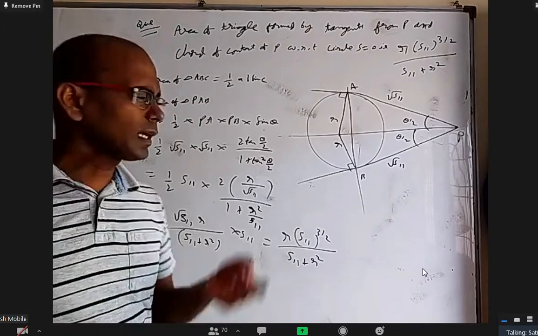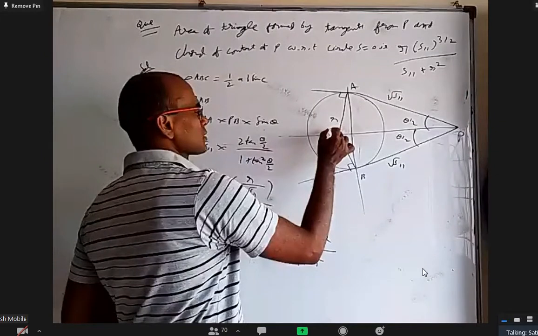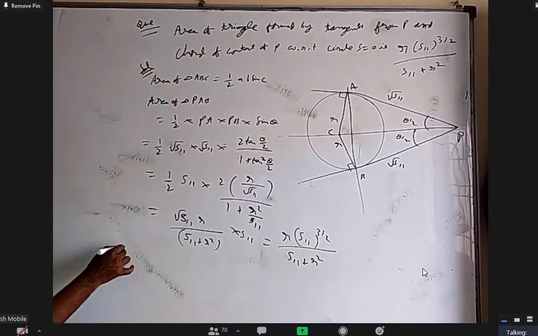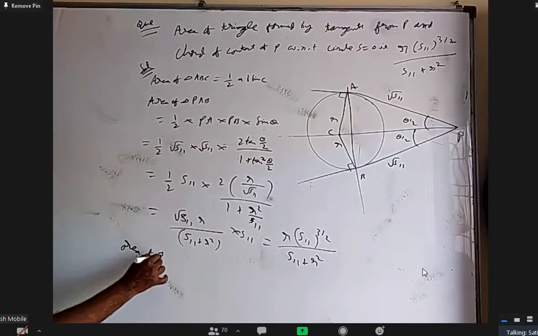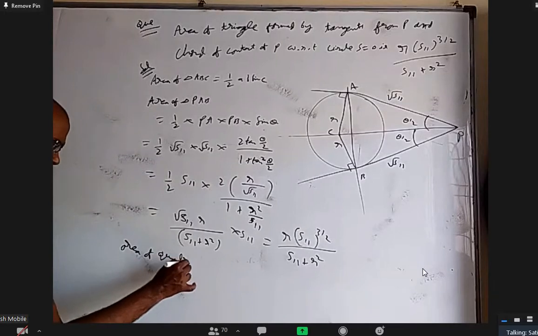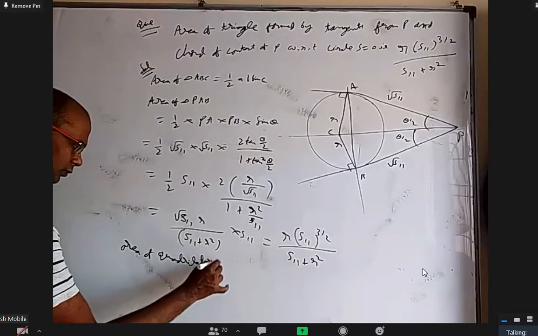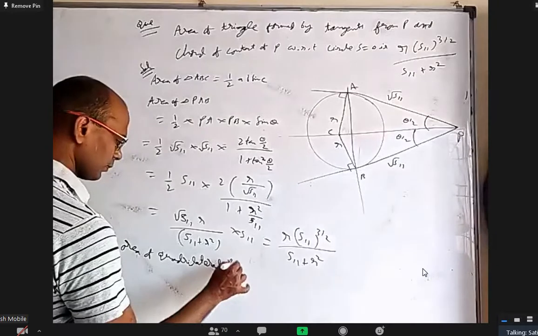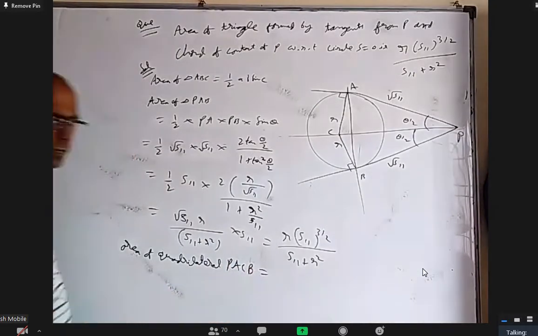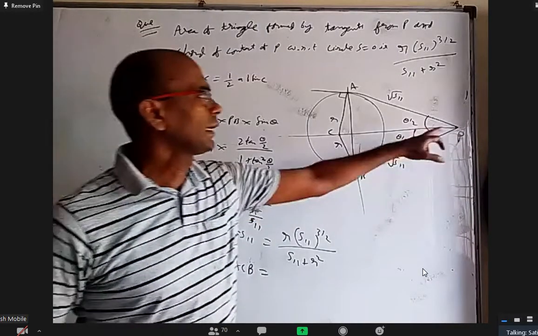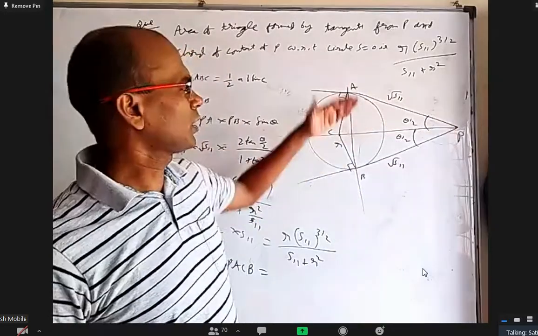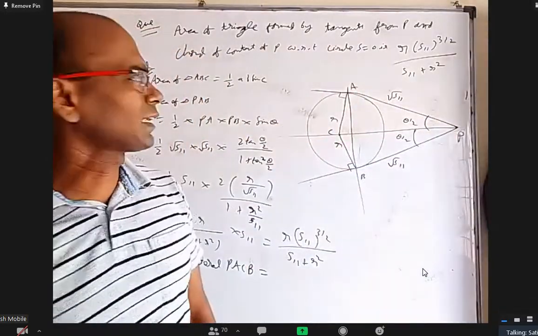Okay. Sometimes they'll ask another simple question. They can ask the area of quadrilateral PACB. The area of quadrilateral PACB is easy because it is actually a combination of two right angle triangles.